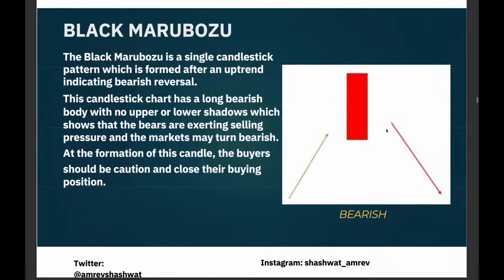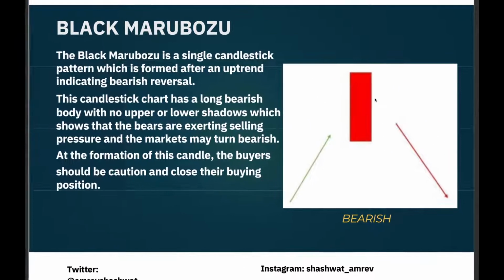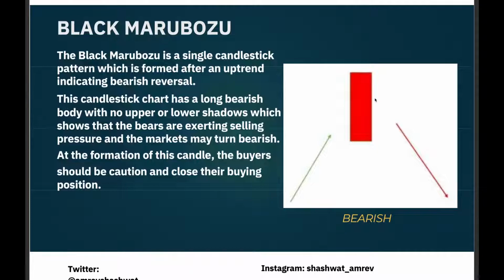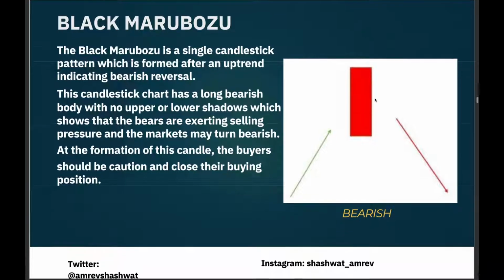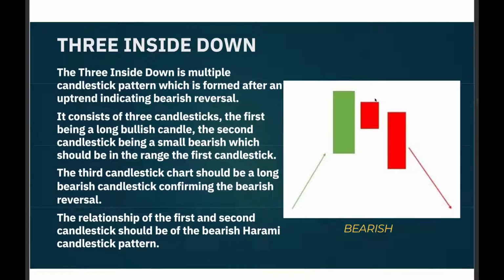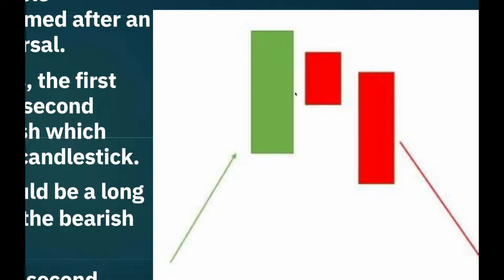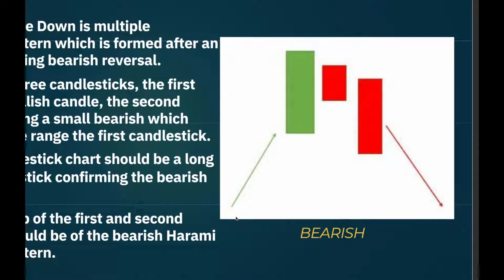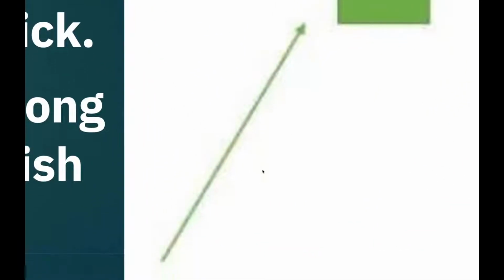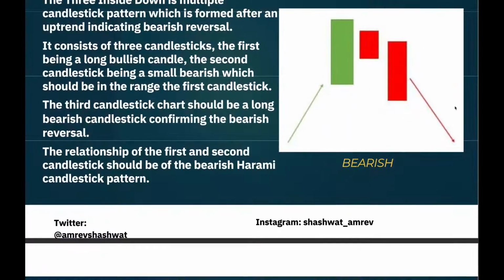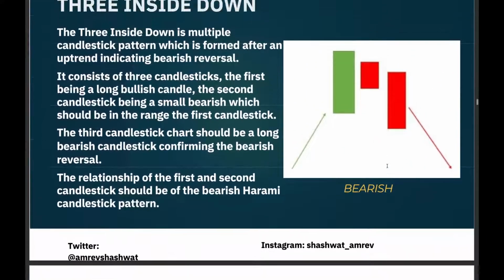Three black crows, clear, guys? Again, black Marubozu candle, I have told, it is just opposite to the normal Marubozu candle. It is for the bearish and the Marubozu is for the bullish. Three inside down is for the bearish. Here a big green candle, a small red candle, and then again a very big candle. The condition will be at the uptrend, formed at the uptrend. This arrow means a condition formed at the uptrend and reverses to a downtrend.